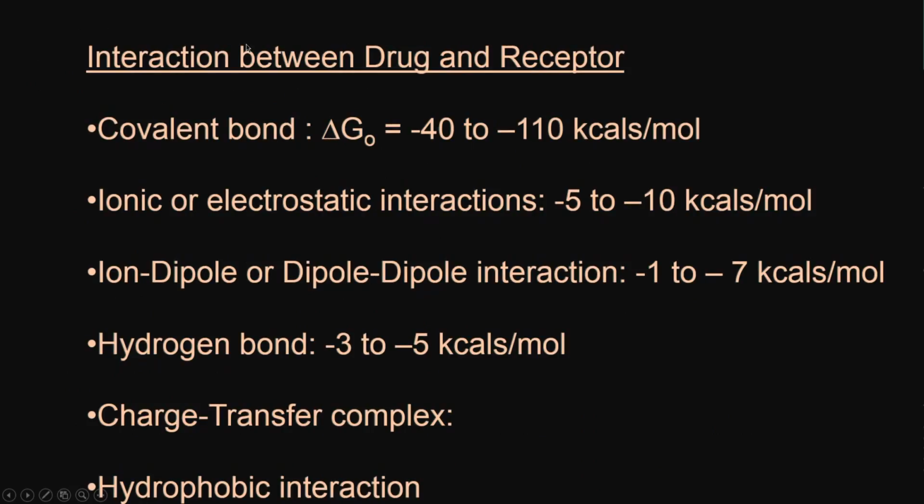So different approaches by which we can calculate these terms for AB or IJ. So when you have a drug and it is going and binding to a receptor, that is your protein, there are a lot of bonded interactions, non-bonded interactions. For example, your covalent bond is bonded, there is a strong bond, you can look at the energies 40 to 110 kilocals per mole. Whereas ionic or electrostatic interactions, these are all non-bonded, it is only minus 5 to minus 10 kilocals per mole. Ion dipole or dipole minus 1 to minus 7, hydrogen bond minus 3 to minus 5 kilocals per mole.